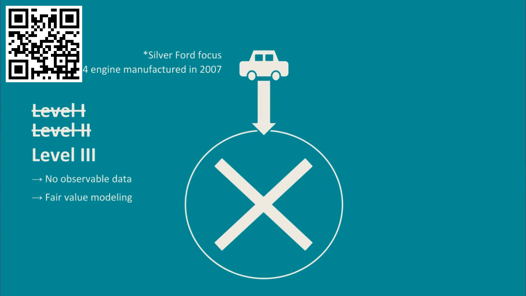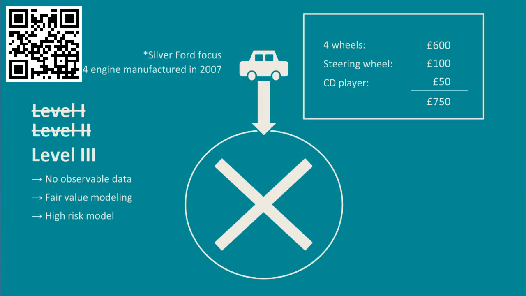Now we might assume an appropriate model for valuing the car is to say, well, the car has four wheels which cost £600, it has a steering wheel which costs £100, it has a CD player which costs £50, and therefore if we take those observable inputs we can see the car is worth £750. Now this is a very high risk model because of course in our model we may not have considered all the appropriate inputs. We thought about wheels, a steering wheel and a CD player, but of course a car has many more inputs to it than those things we've identified in our model.